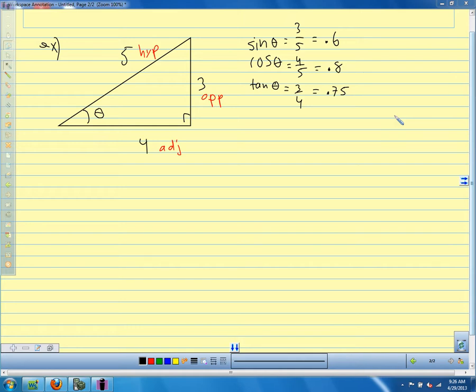All right, we use our calculator with sine and cosine just like we did for tangent. We use the sine or cosine button to find the ratio if we have the angle.